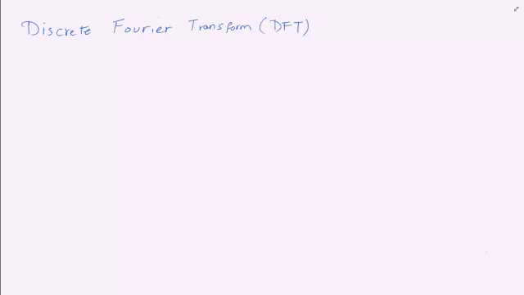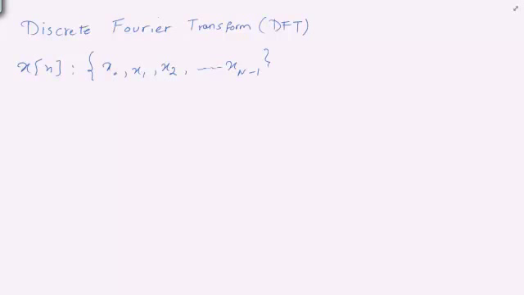DFT coefficients. In a mathematical form, if we have a discrete signal x of n, which is x0, x1, x2, and all the way to x(N minus 1), it means that x of n basically has N samples.